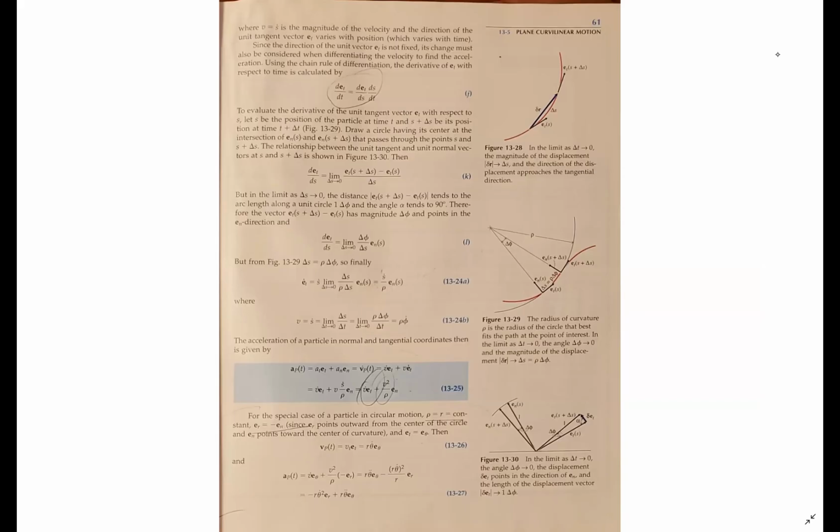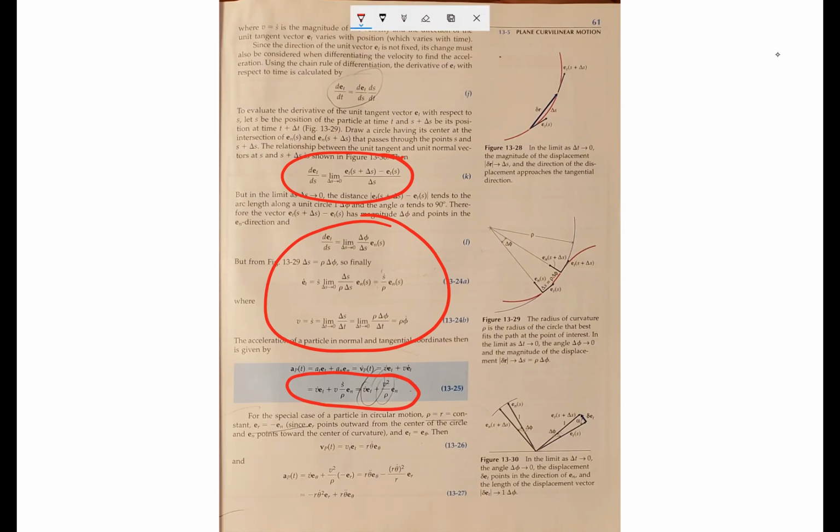Now here on this page 61, they are doing some derivations using the definition of a derivative and working our way through the derivative derivation. And what I want to highlight, what I want you to take home, is this function here. This is the function for the acceleration in a tangential and normal coordinate system. So what is of importance is the scalar terms that are used in this function.